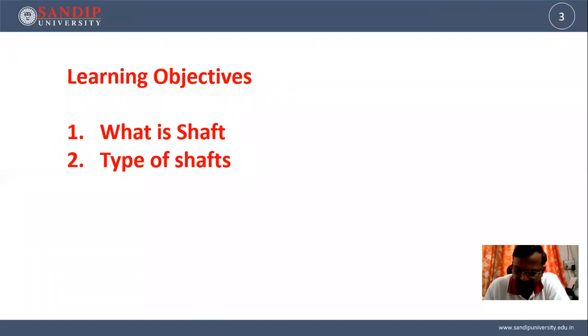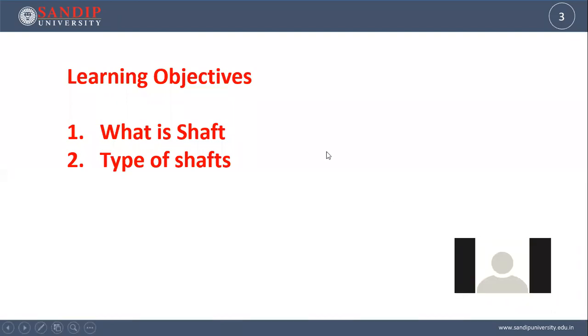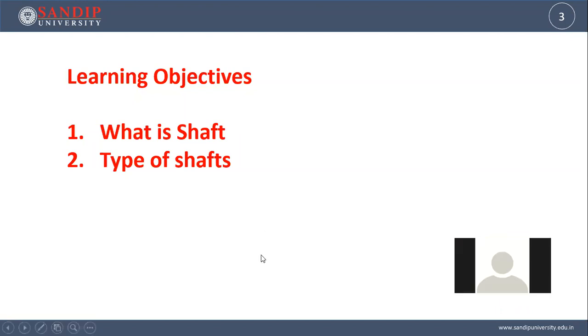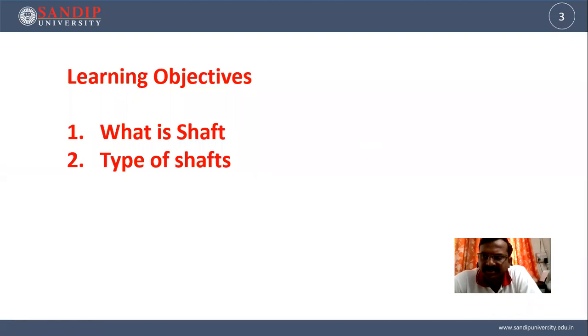You can just unmute yourself and tell me what is the idea or concept you can think when I say shaft. A long cylindrical bar used for transmitting power. Yes, you are right. Long cylindrical shaft. Cylindrical means it depends, it is regarding the cross section. So generally the cross section of shaft is round. It will be always circular, and it is used for transmission purpose.